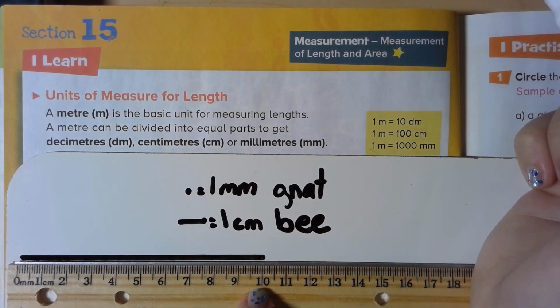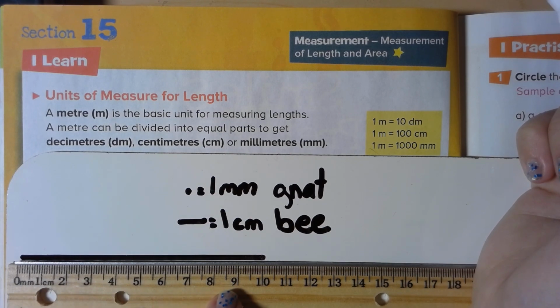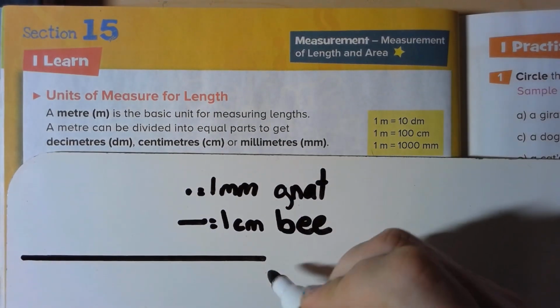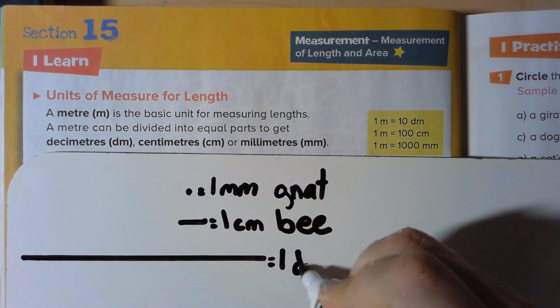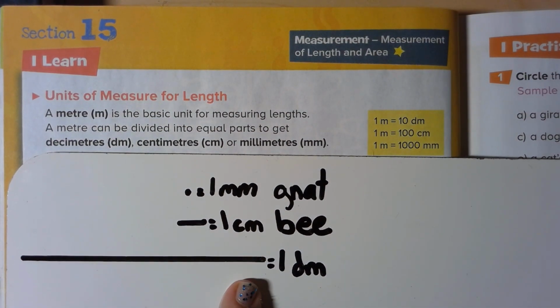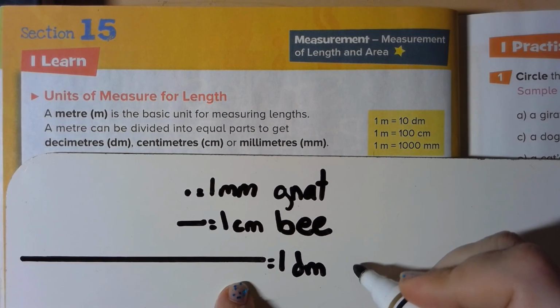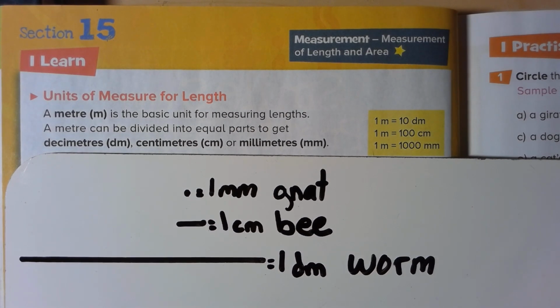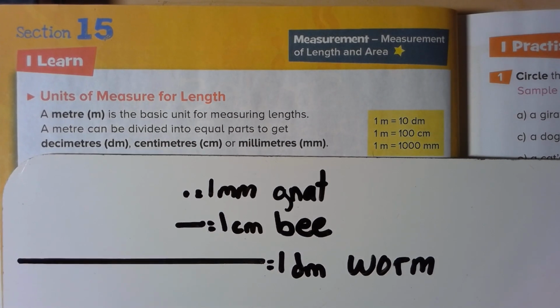So it's 10 centimeters, or there's 10 millimeters for every centimeter. So 10, 20, 30, 40, 50, 60, 70, 80, 90, 100 millimeters, or 10 centimeters equals 1 decimeter. And I've seen, what kind of animal is about that long? I've seen a worm that long. A big fat worm, once it rains. They can get about 1 decimeter long.